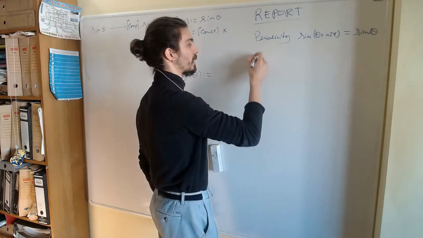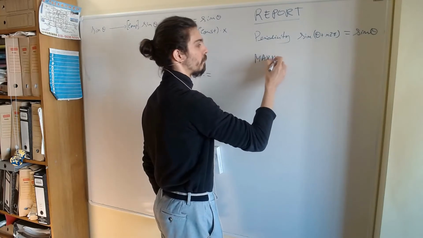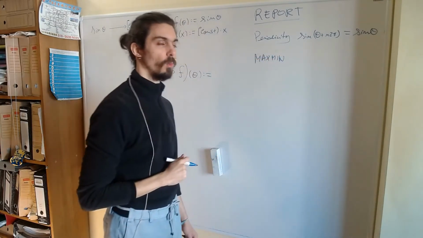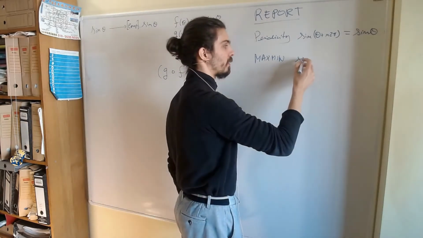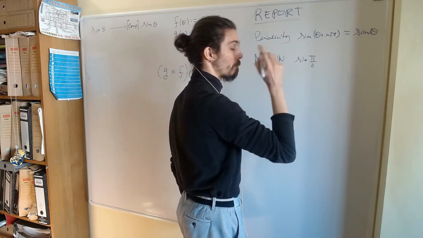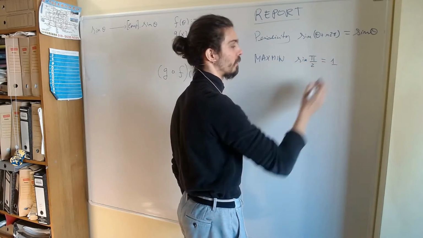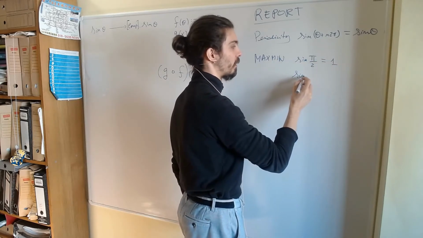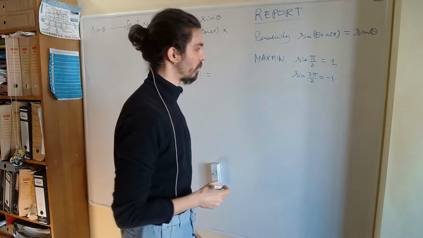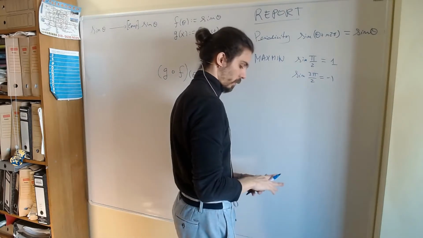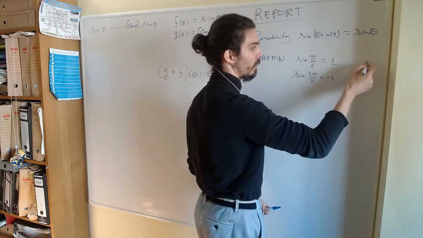What about the maximum and minimum of that function? And zeros. What are the max, min, and zeros? Well, recall that sine of pi over 2 is the maximum value of sine, which is 1. Sine of 3 pi divided by 2 is minus 1, the smallest one. And the zeros, let's see the picture.